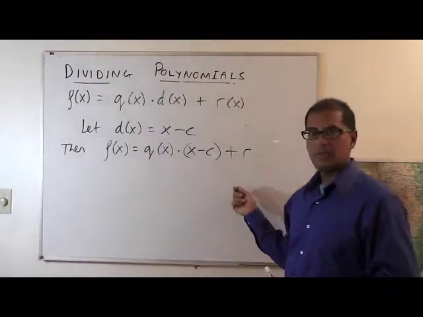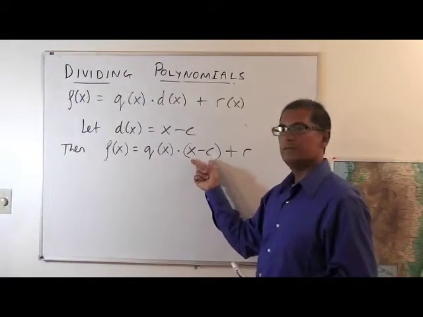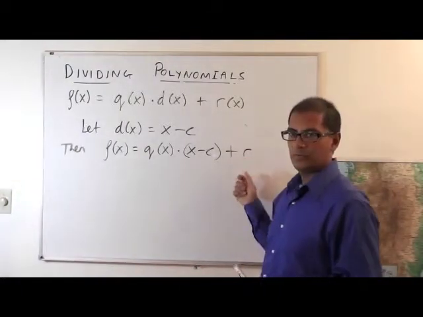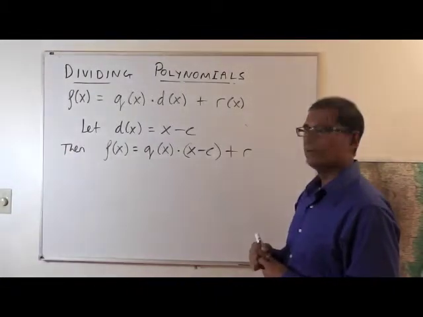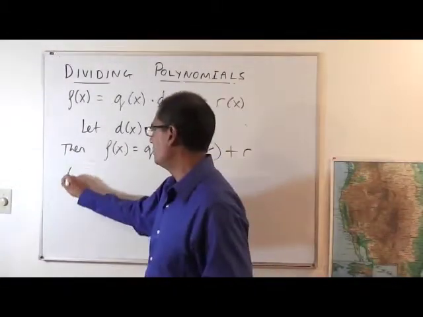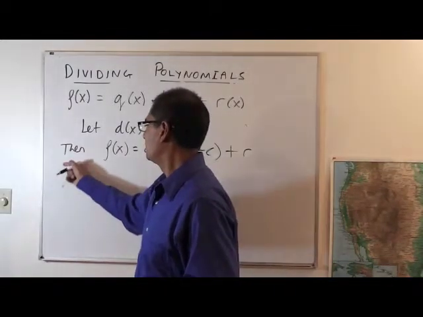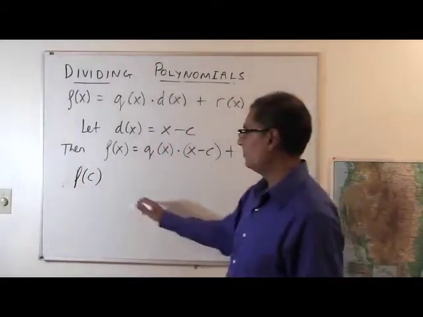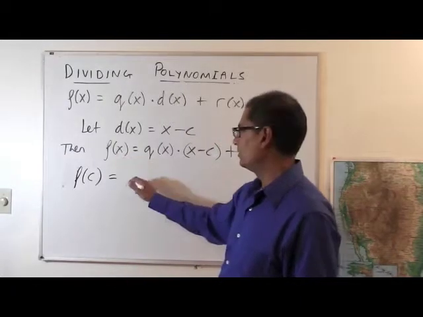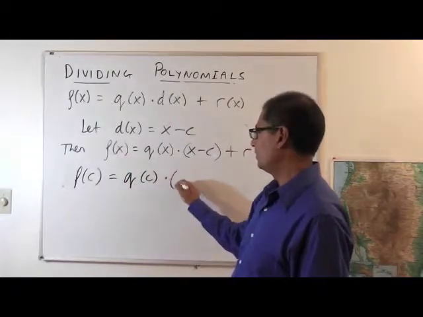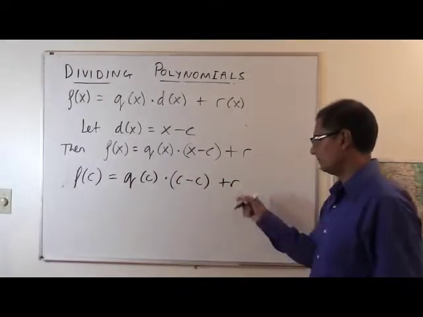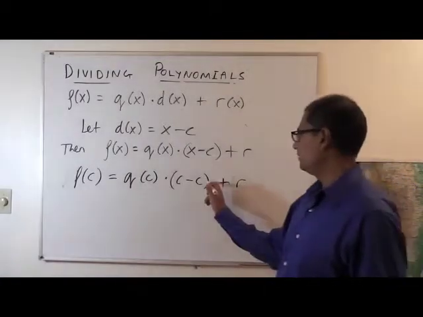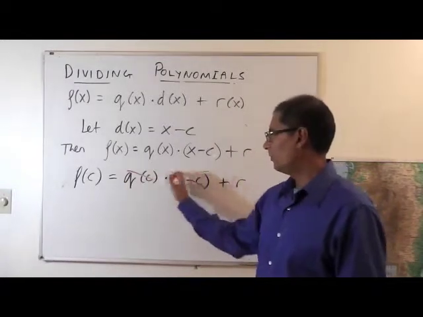Now r would just be a number, because I'm just dividing by a linear divisor, which means I'm going to get a number as my remainder as opposed to a function. Now suppose we want to find f of c. What's f of c going to be equal to? Well, if I plug in c for x, f of c is going to be q of c times c minus c plus r. And since c minus c is 0, all this is gone.